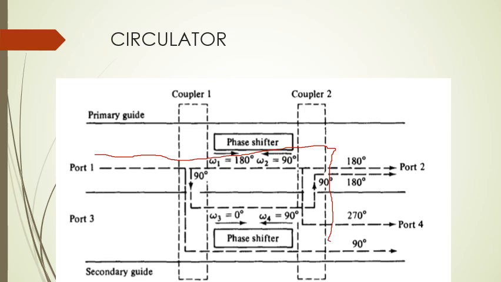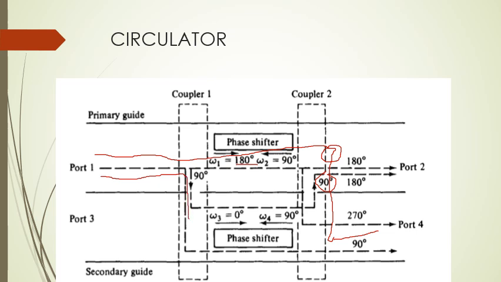When it is going down, what will happen? Again a phase shift takes place in coupler 2 of 90 degrees. So 180 degrees over here and 90 degrees over here together will become 270 degrees when it is reaching port 4. Suppose the wave is traveling in this way. You can observe the red color line. It is traveling over here.